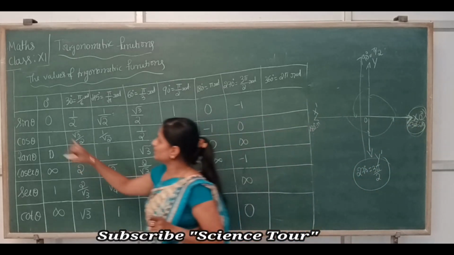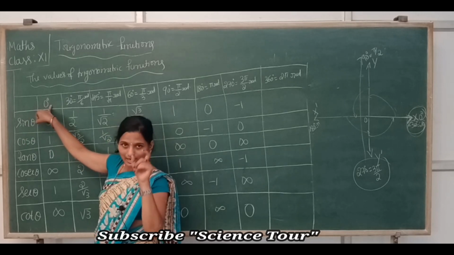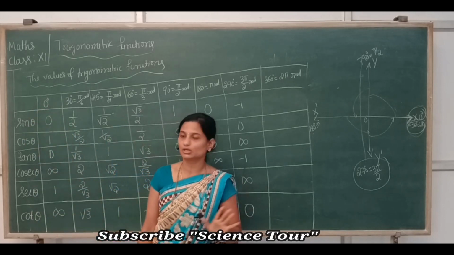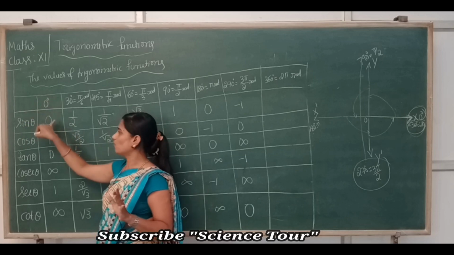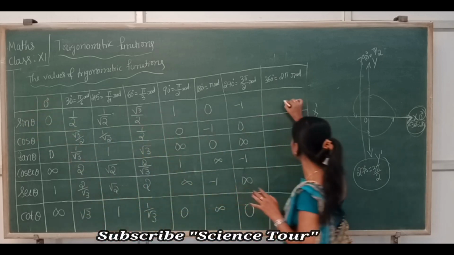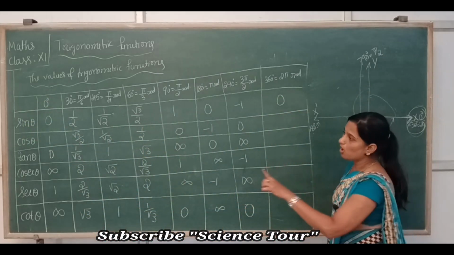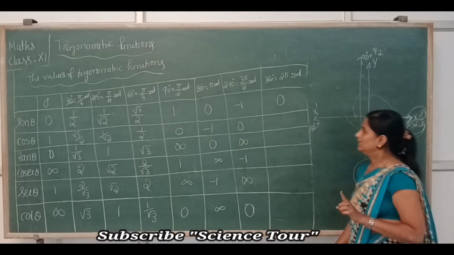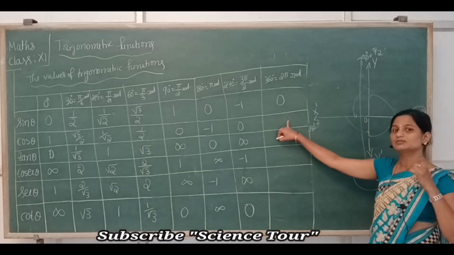Now how to identify the values of 360 degrees? First sin 0 degrees. Identify the value for sin 0. Sin 0 is what? 0. So it is also 0. Cos 0 is what? 1. Is this cos 360 minus 1?